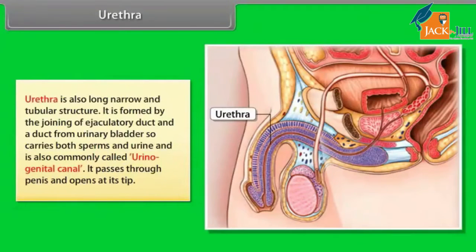Urethra. Urethra is also a long, narrow and tubular structure. It is formed by the joining of ejaculatory duct and a duct from urinary bladder, so it carries both sperms and urine, and is also commonly called urinogenital canal. It passes through penis and opens at its tip.